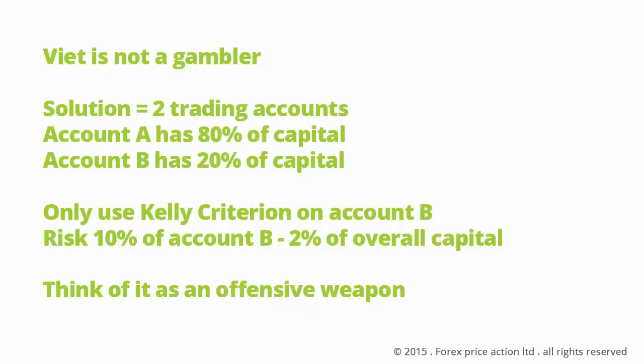I split my account into two smaller accounts. One holds 80% of my balance while the other holds 20%. When my analysis shows that a setup qualifies for the Kelly equation, I would take that trade on the smaller account and I would risk 10%, in this example, of the smaller account total balance. I think of it as my offensive weapon. I am increasing my potential to win more while keeping my overall risk as low as possible.